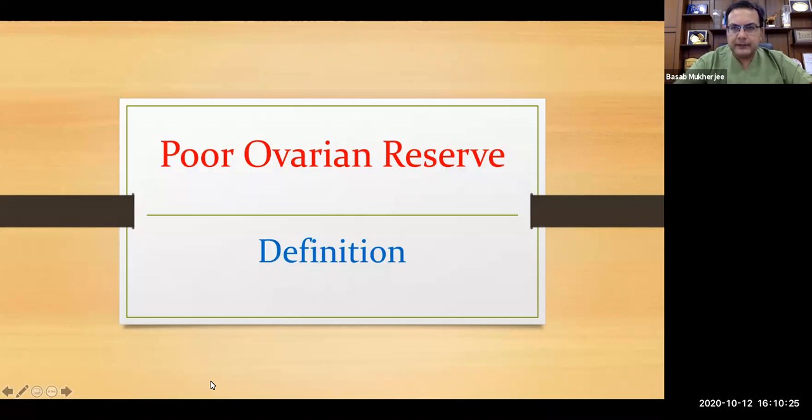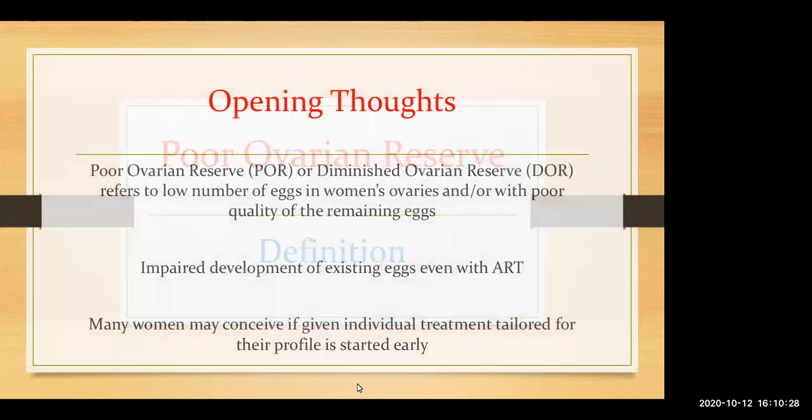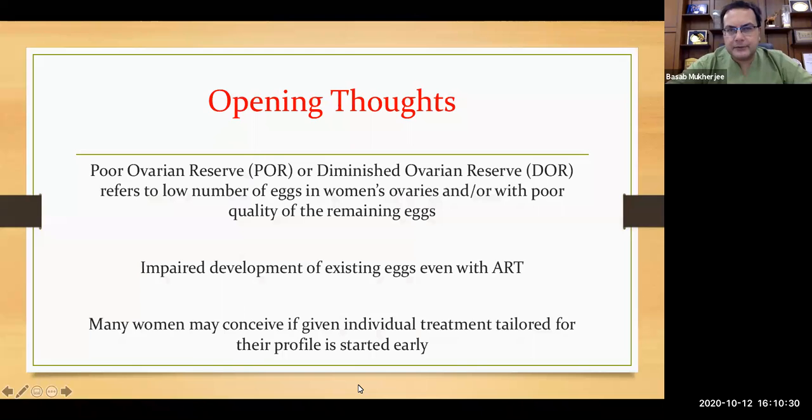Right. So the poor ovarian reserve, the definition. We will be using the term POR in this presentation several times, or diminished ovarian reserve, DOR. It refers to a low number of eggs in the woman's ovaries and/or poor quality of the remaining eggs. So it can either be a quantitative problem or a qualitative problem or both. And that is something poor ovarian reserve deals with.